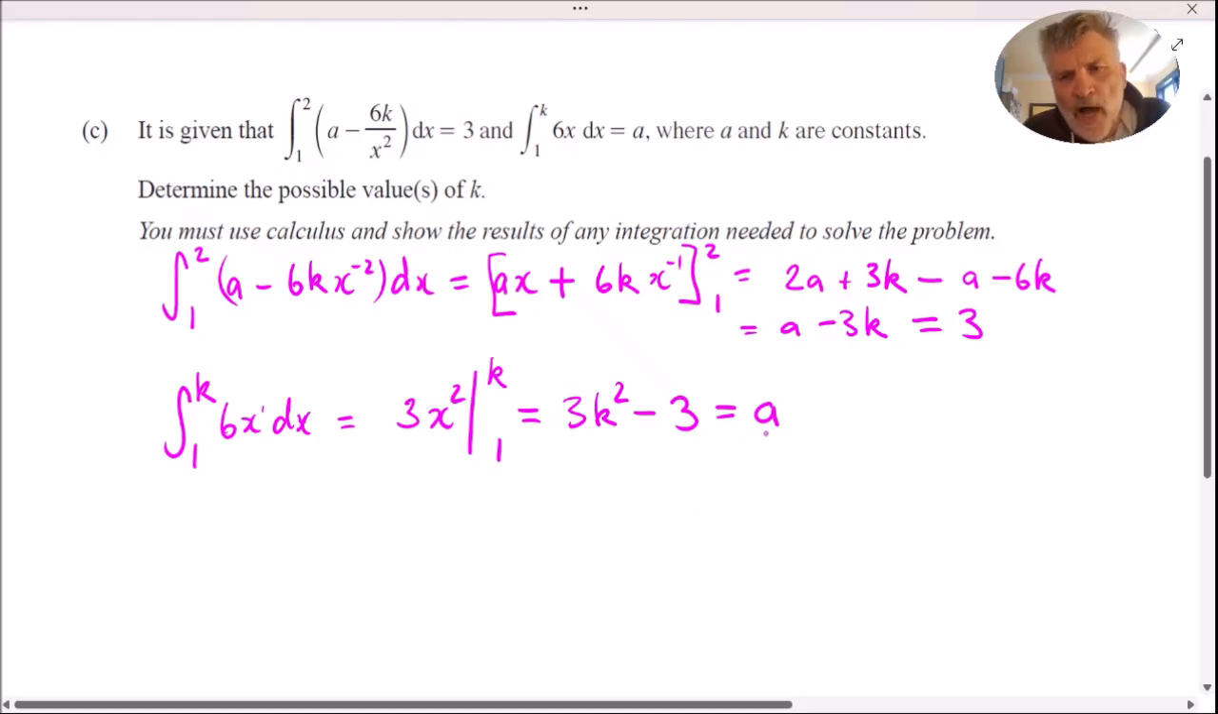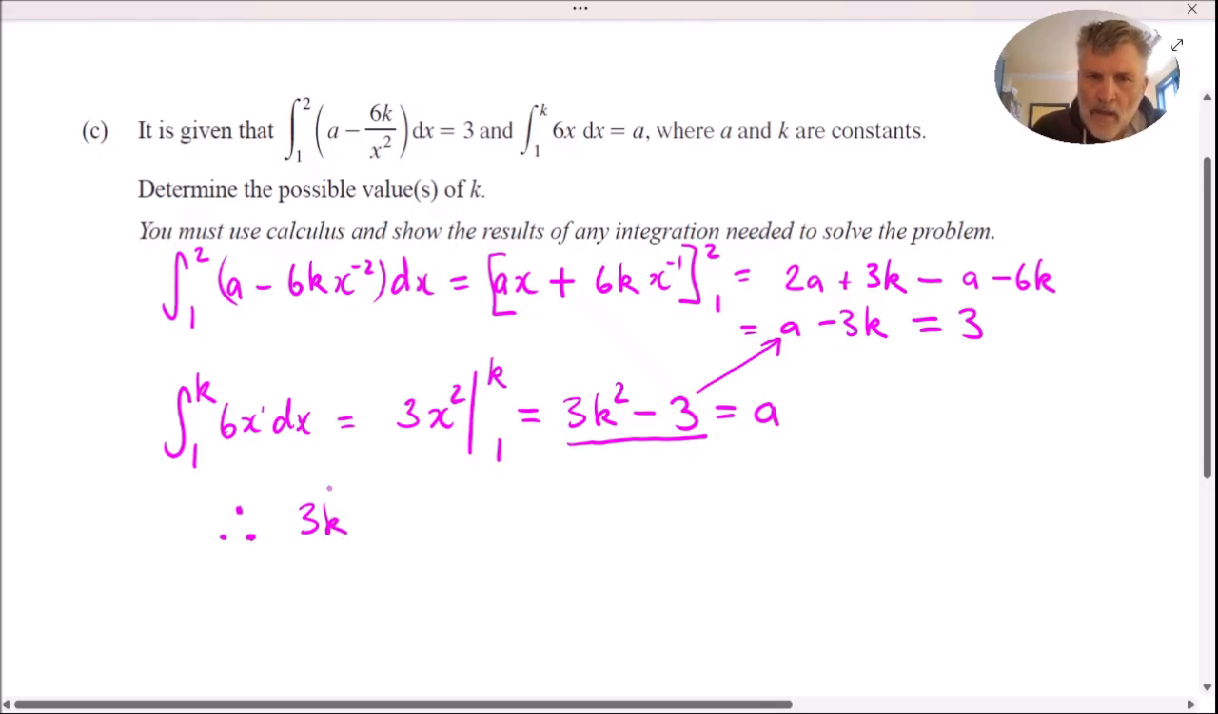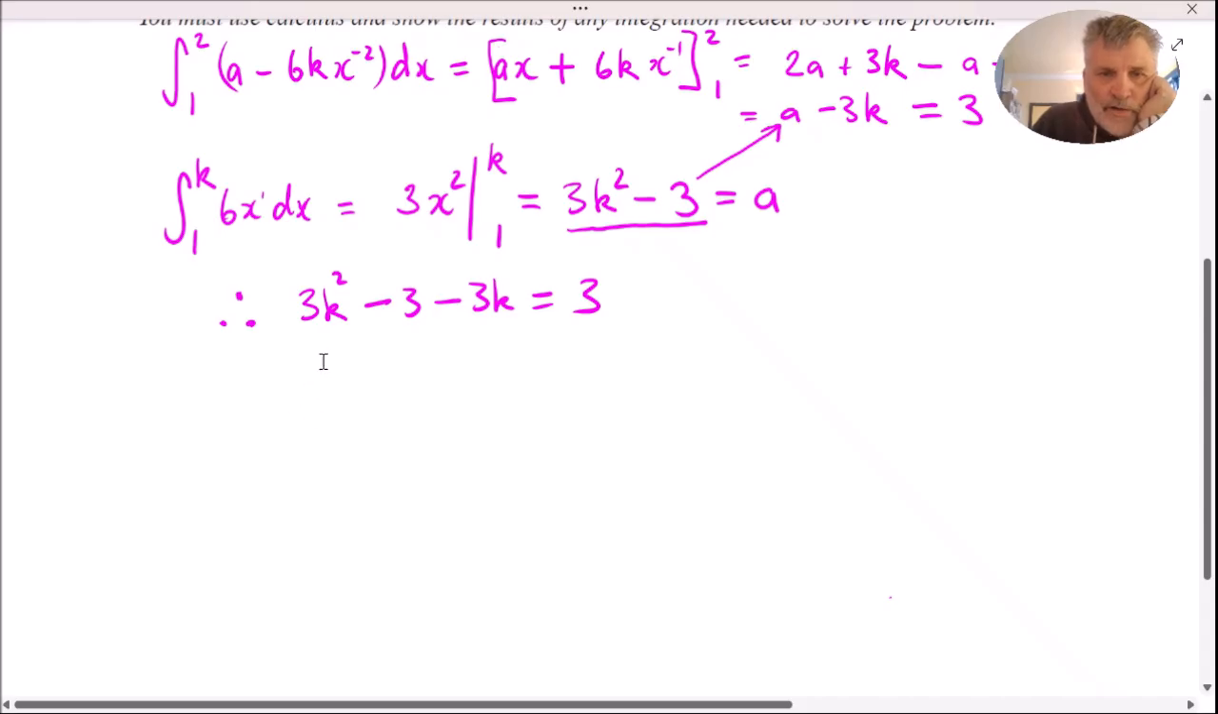So now we've got an expression for a, 3k squared minus 3, and we can put that expression up into this other equation. And then we'll have substituted out the a, and we'll have an equation that only involves k's. So therefore 3k squared minus 3 minus 3k equals 3. That's just a quadratic equation. Let's put it in the standard form. Well, actually, we can notice straight away that there's a common factor of 3, so we can divide through by 3 and put it into standard form.